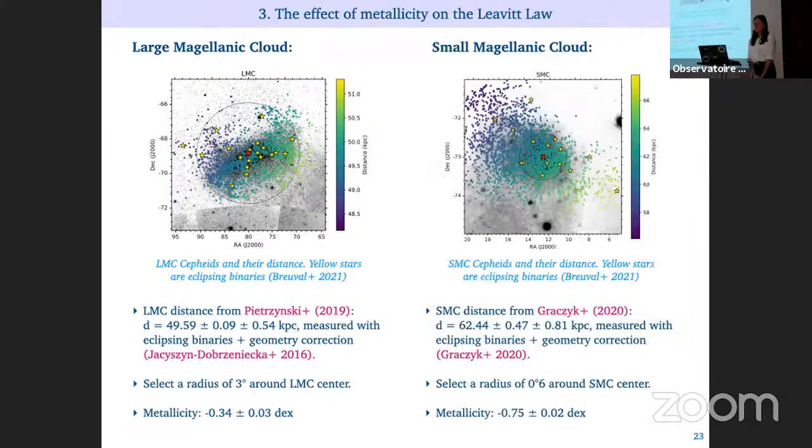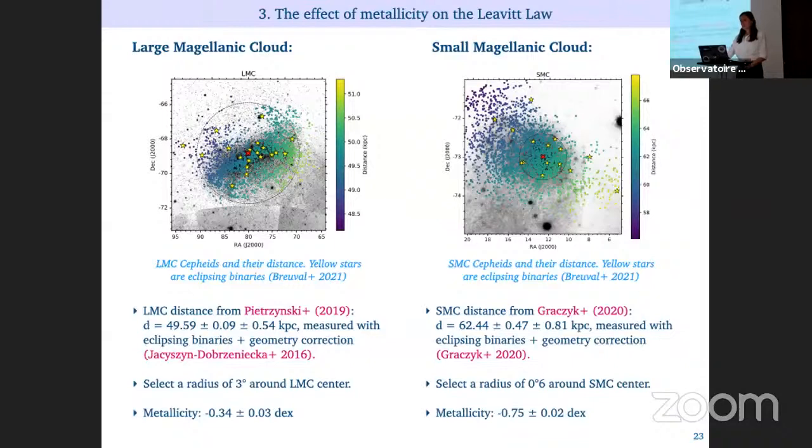For the Small Magellanic Cloud, similarly, I adopted the detached eclipsing binary distance from Graczyk, and I also corrected for the geometry of the cloud. But since this galaxy is very elongated and has a very long shape, I had to select a radius of 0.6 degree around the center. And the metallicity is -0.7, which is very metal poor compared with the Milky Way.